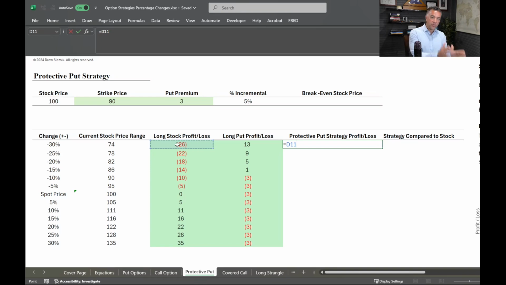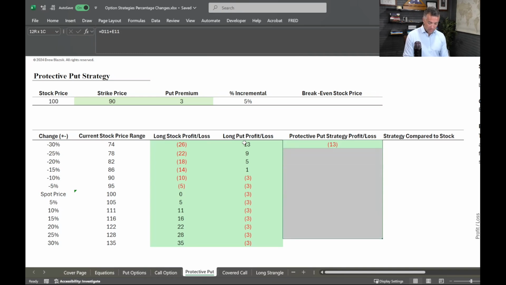I'm buying 100 shares of stock with a contract that we have a right to sell 100 shares. So I'm just going to say the stock profit plus the put profit, and that's going to be our protective put profit loss strategy. And I'm going to drag that down.